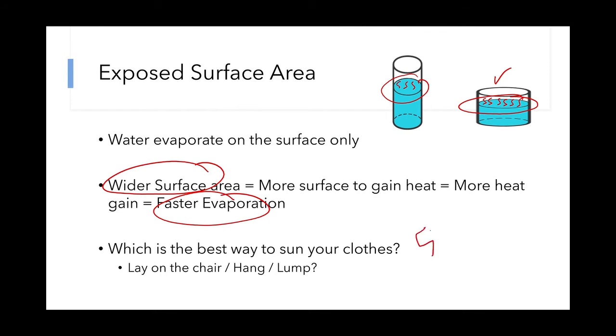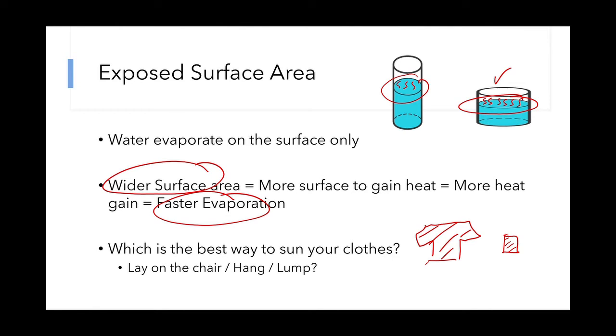Say for example, you have these clothes, as compared to if you have a lump of clothes. I don't know how to draw a lump of clothes, but maybe I'll just draw a folded one. So after a clothes is folded, it becomes so small. This is the surface area. This is the surface area. Which one is bigger? Of course, the one that is wide open is bigger.